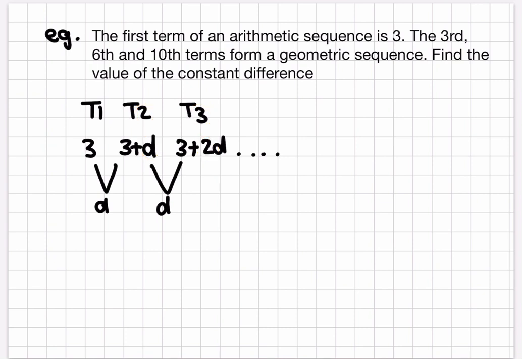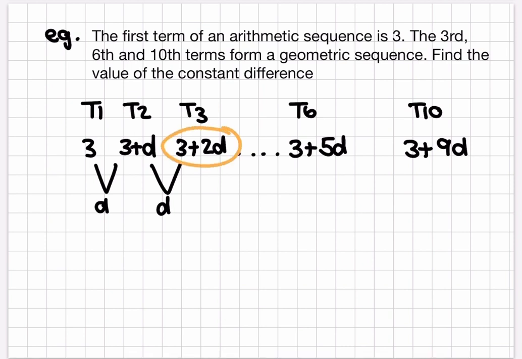So, what we're going to do is we're going to say T6 is equal to 3 plus 1 less of 6, which is 5D. And T10 is equal to 3 plus 1 less of 10, 9D. So we know that the third, the sixth, and the 10th form a geometric sequence. So we are going to do this completely separately. So the third term was 3 plus 2D. The sixth term was 3 plus 5D. And the 10th term was 3 plus 9D. These are a geometric sequence, so they have a constant ratio. So let's map it out.